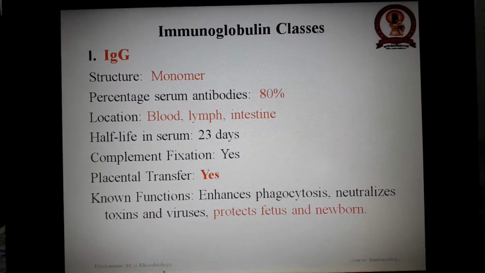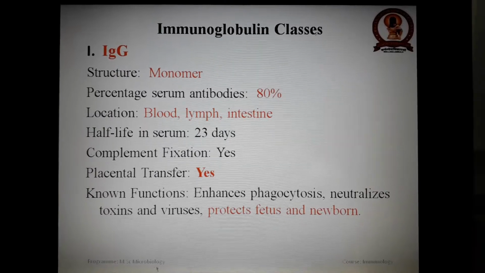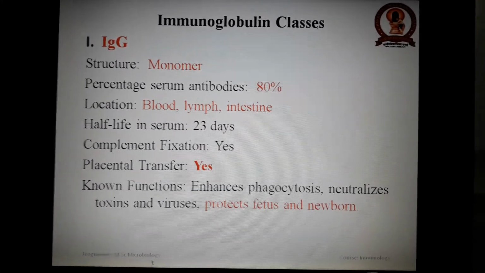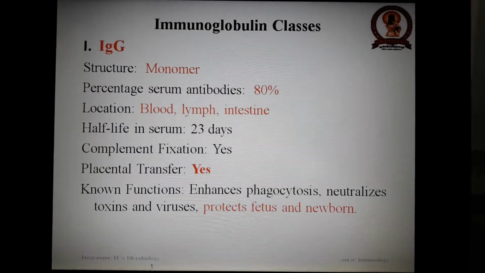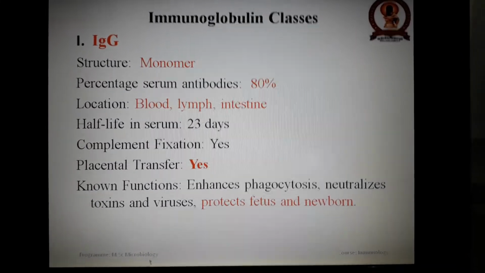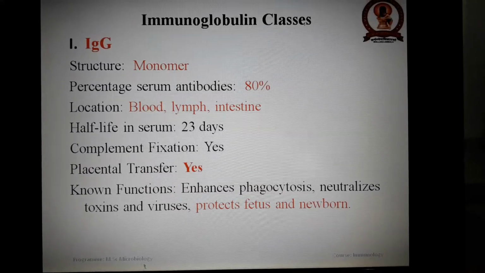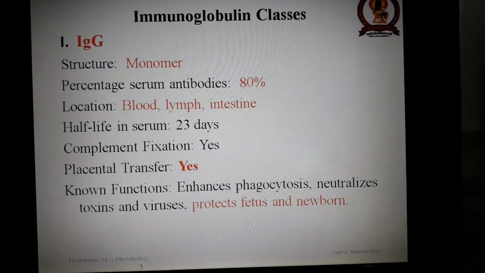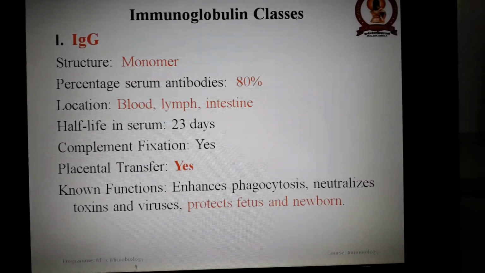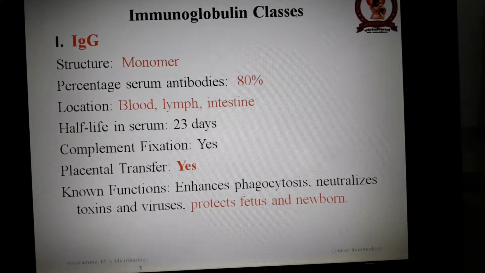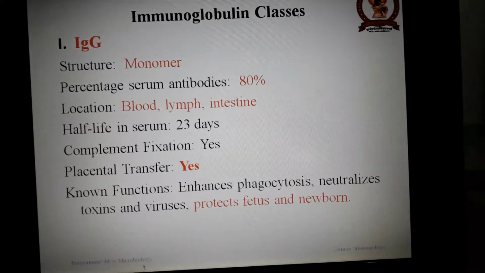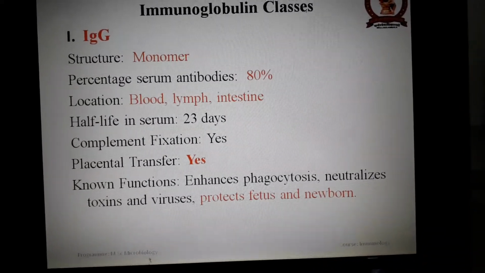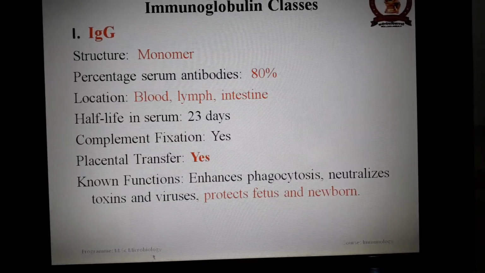And now come the main functions of this particular antibody. The main function of immunoglobulin G or antibody G is that it enhances phagocytosis, meaning it speeds up the process of phagocytosis. The second important function of IgG is that it neutralizes the toxins and the viruses. Different types of bacteria, when they invade our body, give rise to different types of toxins. So the main function of immunoglobulin G is that it neutralizes the toxins and the different types of viruses which are invading our body.